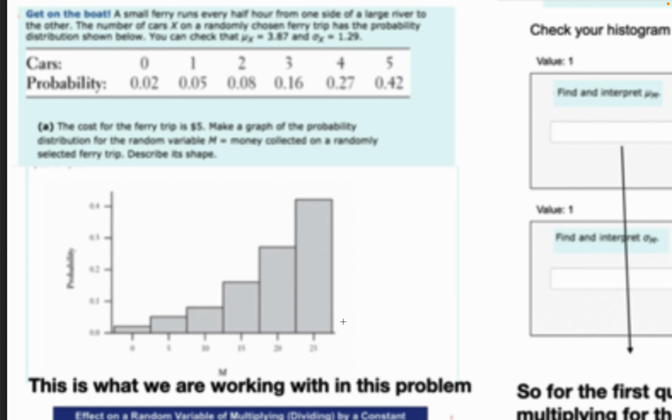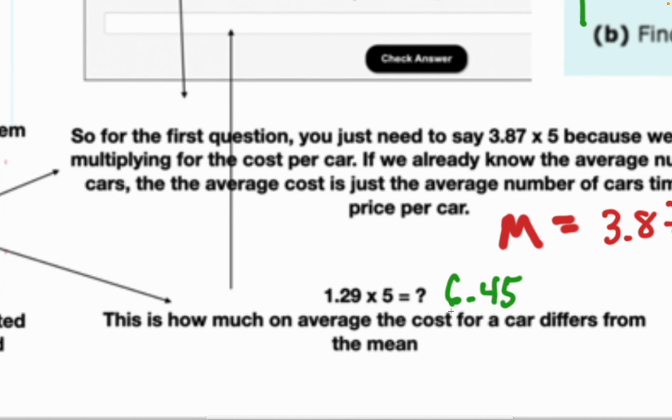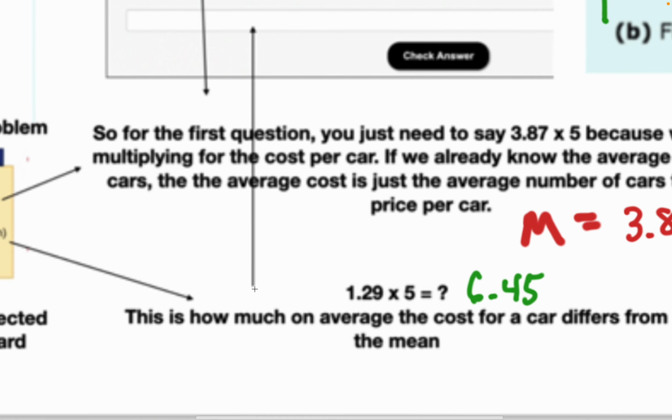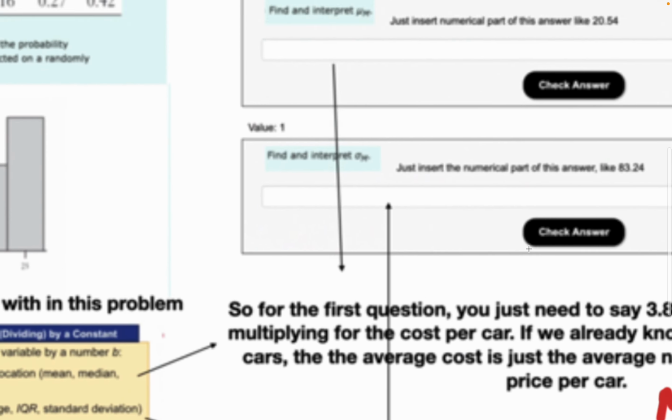So we're changing the x-axis, and that's why both the mean and the standard deviation get multiplied, because of this rule right here: multiplying or dividing each random variable by some number multiplies the center and multiplies the spread. But it's an absolute value, so the standard deviation is never going to be negative. That's why the absolute value is there.